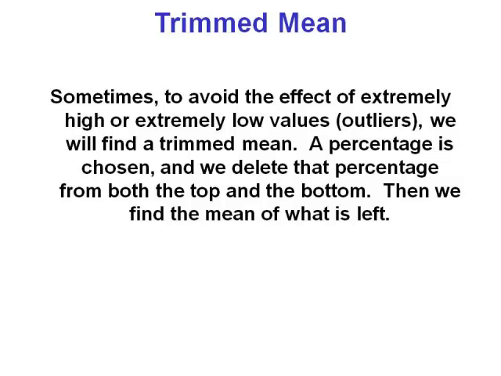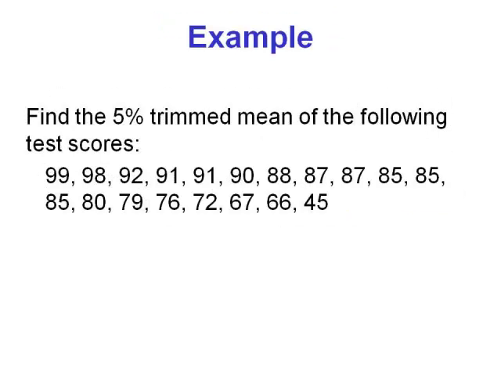A second kind of mean that we often use is a trimmed mean, which takes out high and low values in the data set, and we use this to sort of counteract extreme values on either end to make it more representative of the values in the middle. Sometimes that is not desirable, but often it is, so we're going to look at how to calculate a trimmed mean. So let's say we have the following set of test scores and we want to calculate a 5% trimmed mean.